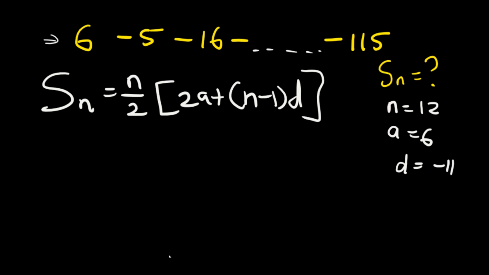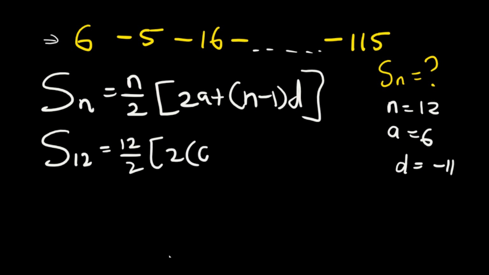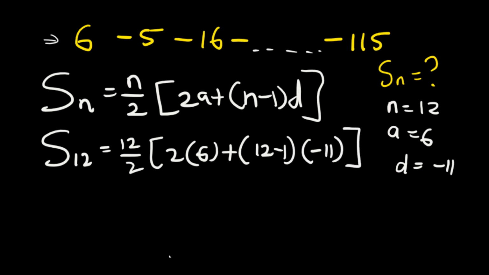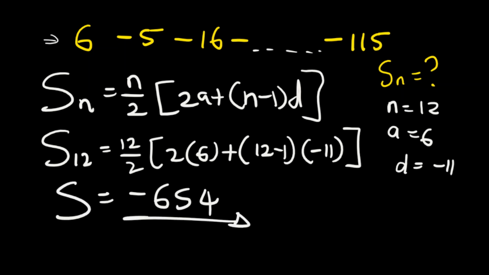So just substitute that: the sum of 12 terms is equal to 12 over 2 into 2 times our a value, which is 6, plus 12 minus 1 multiplied by our common difference, which is minus 11. Punch this in a calculator, and on my calculator I'm getting minus 654. Please check if it's correct. Yes, so this is the sum of 12 terms that I'm getting.